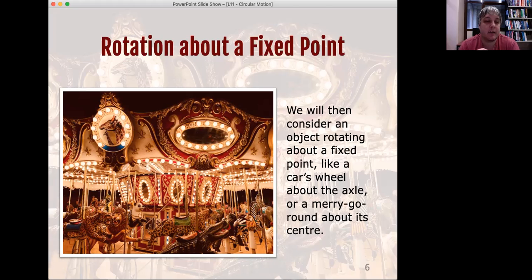And a merry-go-round, the whole merry-go-round, not the people on it, the whole merry-go-round is attached to an axle in the very center, and it spins around that axle. So it's rotating about a fixed point.